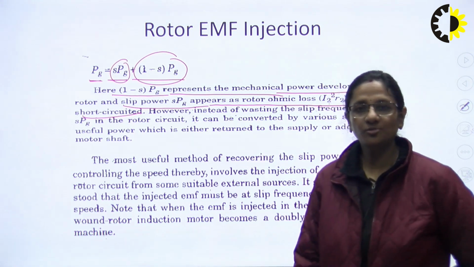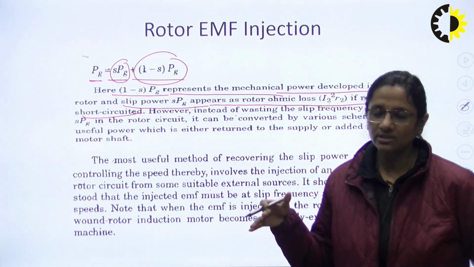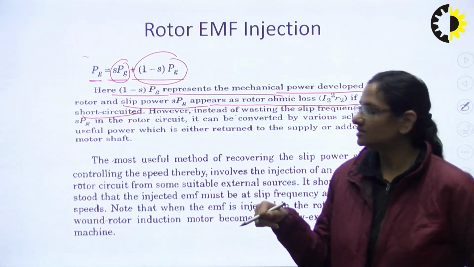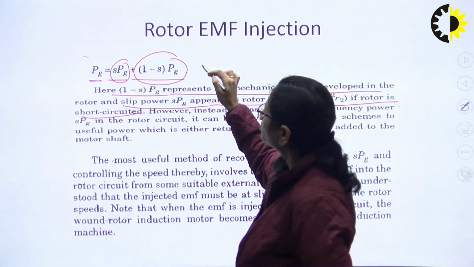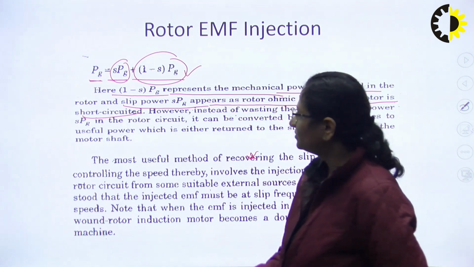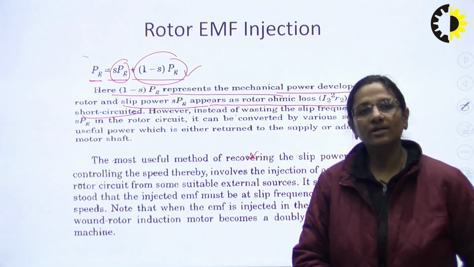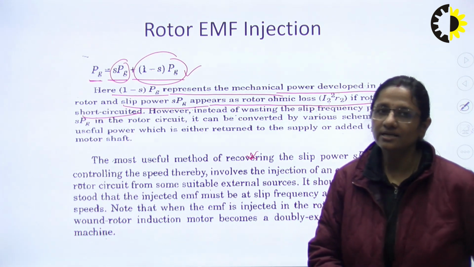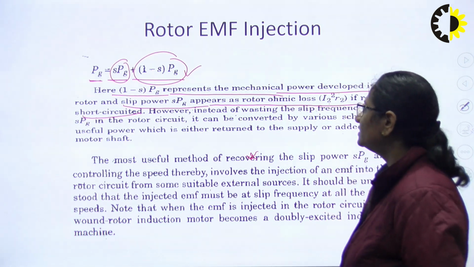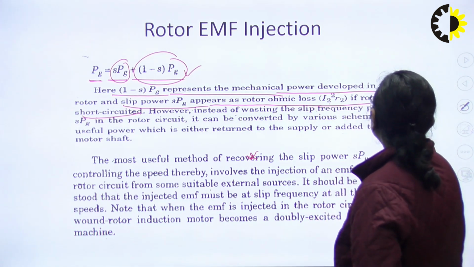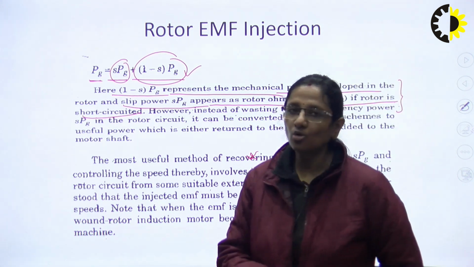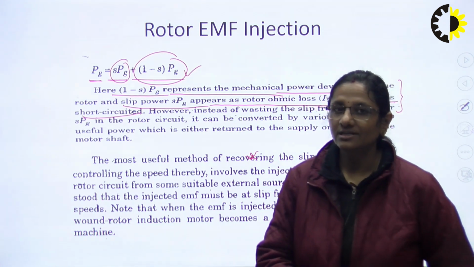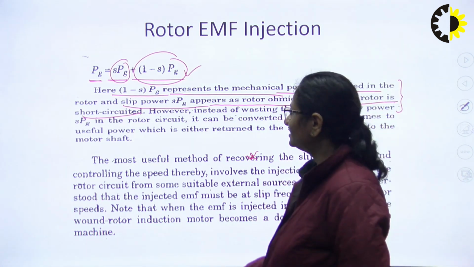So, the total power input to the rotor of a three-phase induction motor can be divided into two portions. One portion is the mechanical power developed, given by (1 minus S) into PG, and the other portion is the slip power. As suggested here, the slip power will appear as the rotor ohmic loss if the rotor is short circuited.